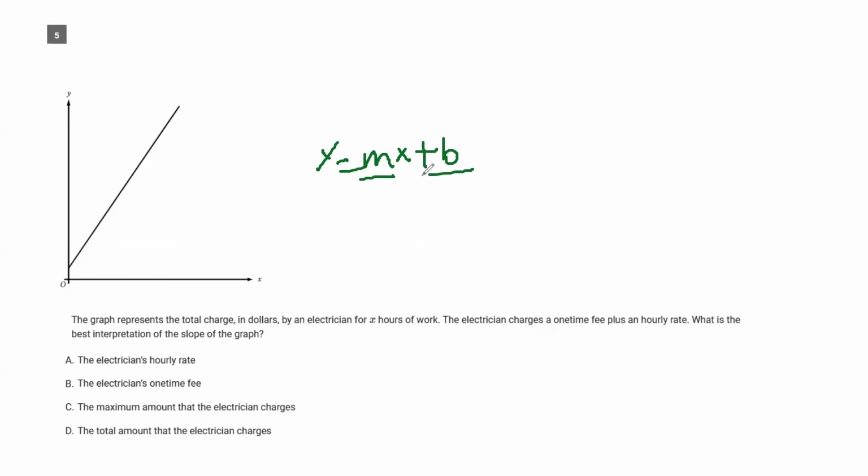The one-time fee would be the y-intercept, right? Like where you're starting at with him, his fee for just showing up or anything. And then the maximum amount and the total amount, that's not really represented here. That would be represented if we had like a peak, but we're not told there's a peak or an ending.